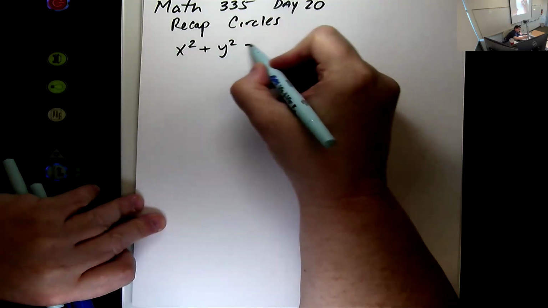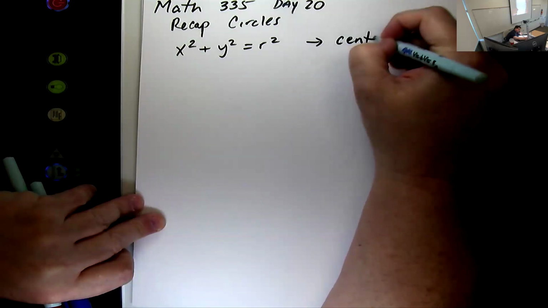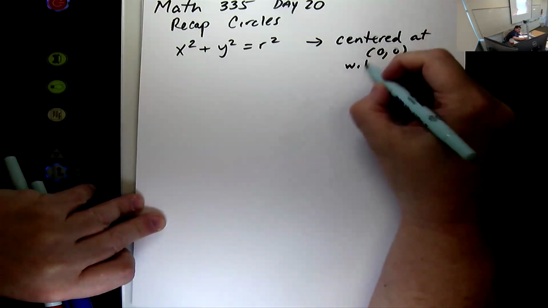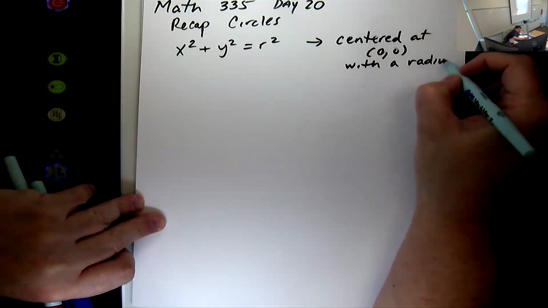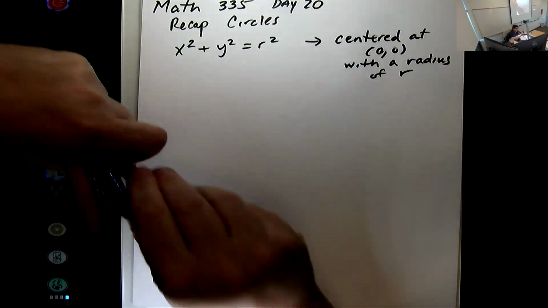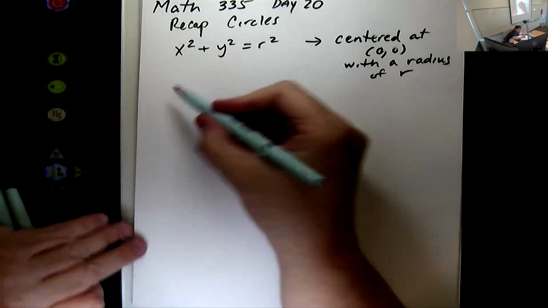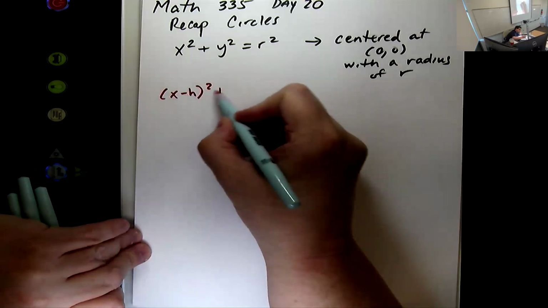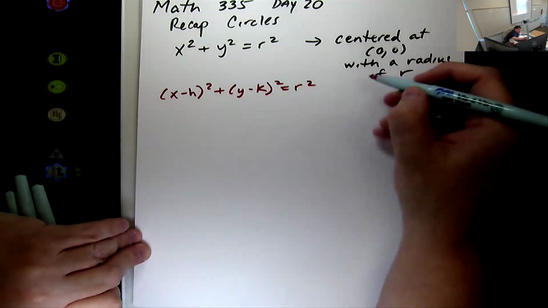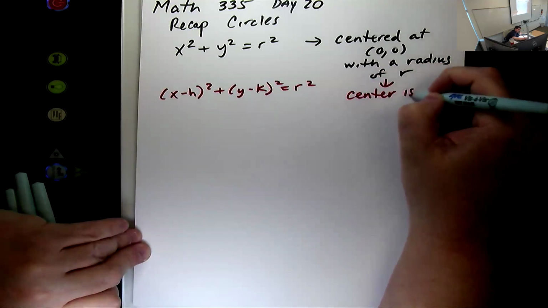x squared plus y squared equals r squared is a circle centered at 0, 0 with a radius of r. And when we adapted it to have a different location, the big change here is now the center is at (h, k).